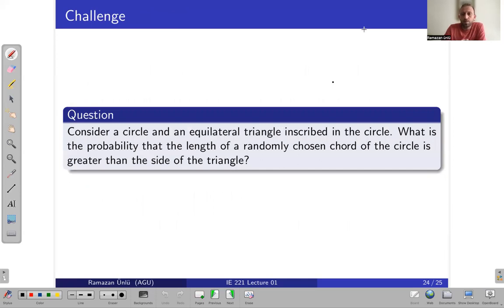Let me give you an example. This is a well-known example. You will be given a question: consider a circle and an equilateral triangle inscribed in the circle. Let's say I have randomly chosen a chord of the circle, and I'm asking you what is the probability that the chosen chord will be greater than the side of the triangle. This will be your teamwork, and we will solve this question in the class, and I might also send a solution.